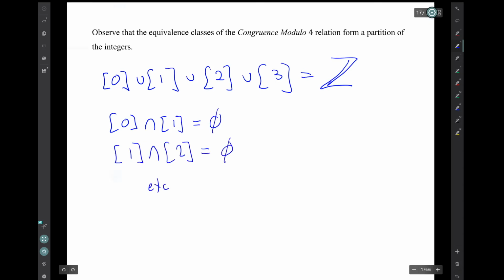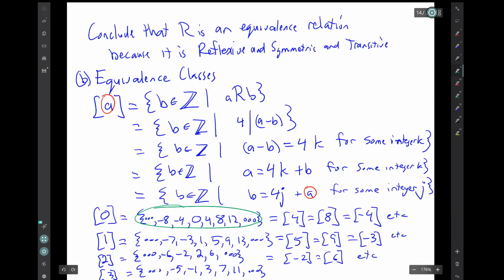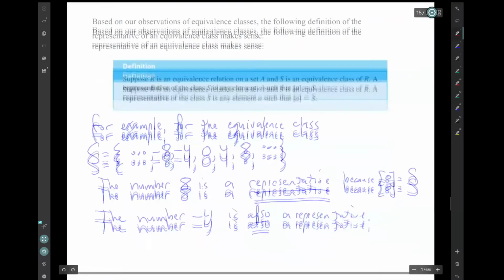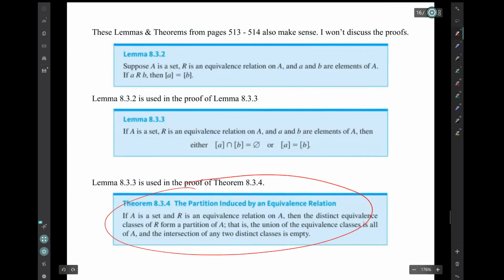Let's go back up and look. This green equivalence class and that red equivalence class don't share any integers. They're disjoint. And if you look at this collection of four equivalence classes, they're mutually disjoint. So this theorem makes sense, the partition induced by an equivalence relation.